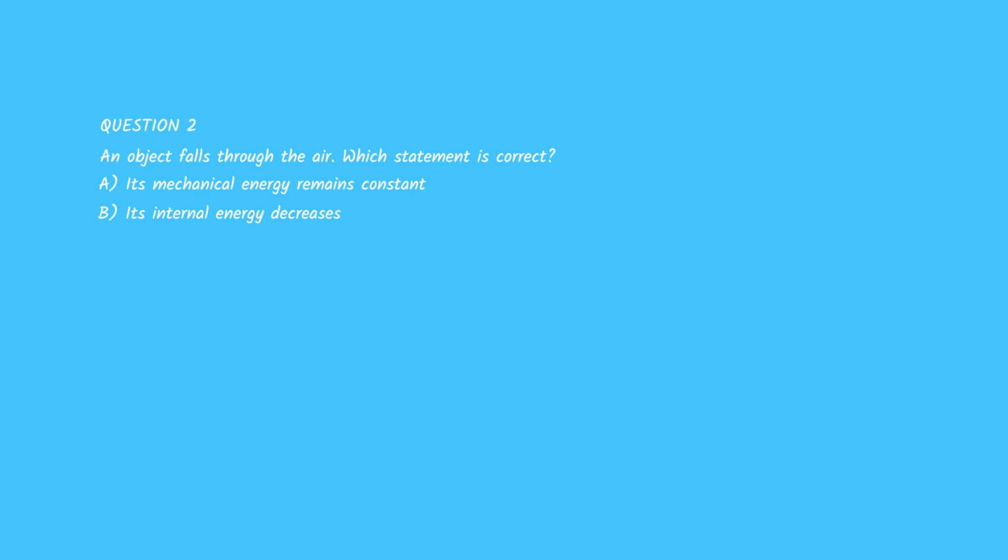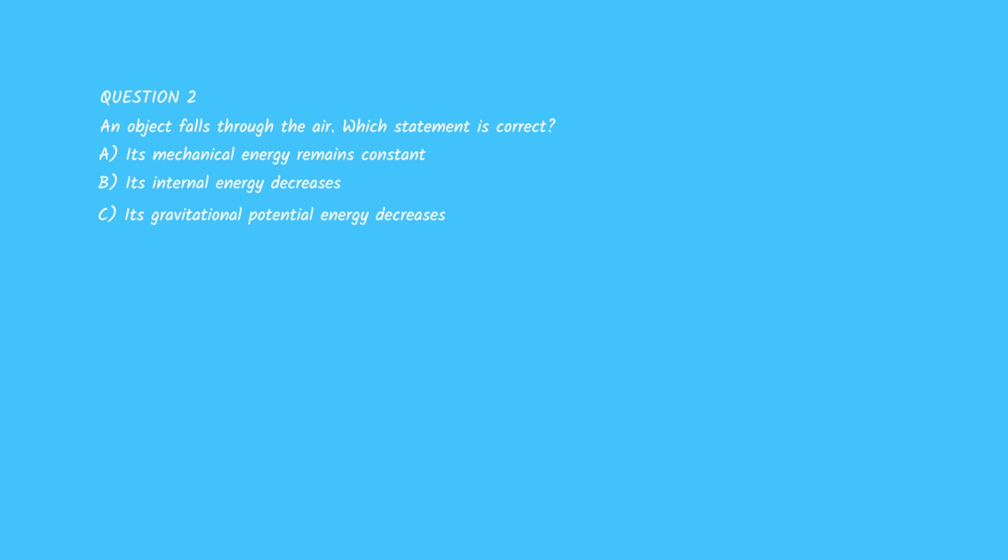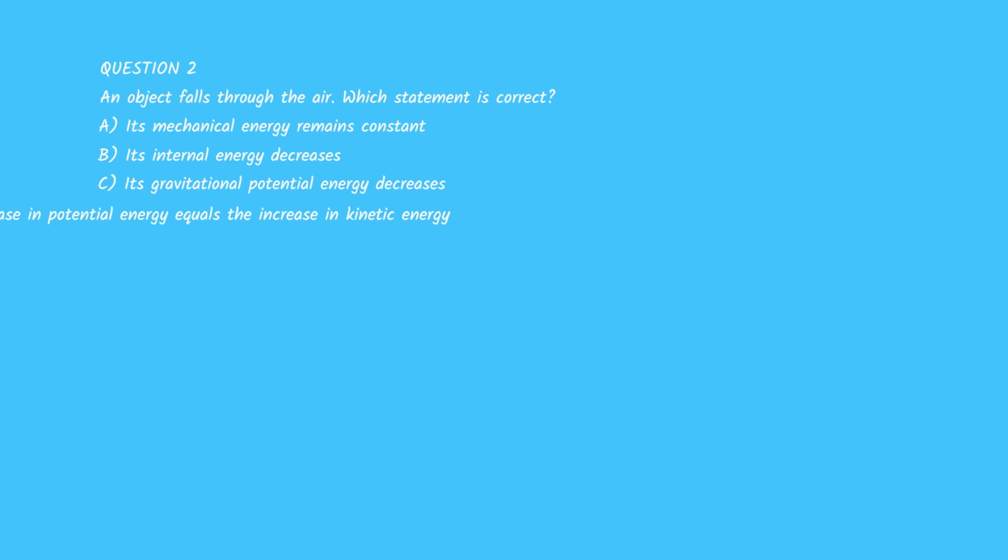Alright, let's move on to the next one. Question 2. An object falls through the air. Which statement is correct? A. Its mechanical energy remains constant. B. Its internal energy decreases. C. Its gravitational potential energy decreases. And D. The decrease in potential energy equals the increase in kinetic energy. Pause here if you'd like, and try to choose the correct answer.